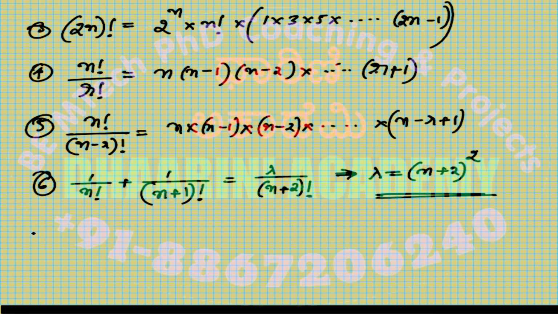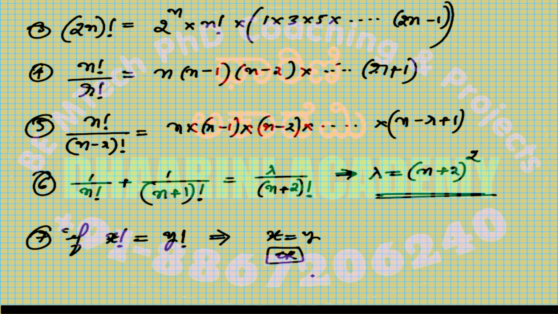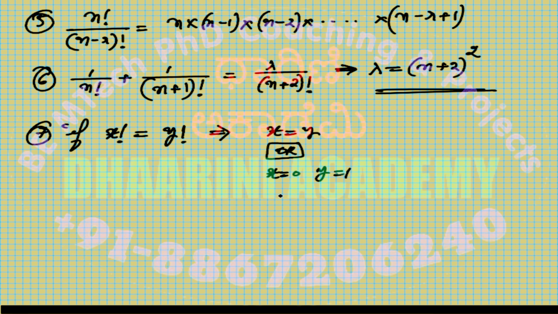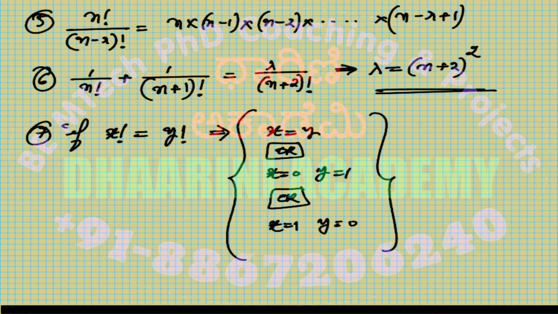All right, then one more. If somebody says that x factorial is equal to y factorial, we have only the following options. This implies either x is equal to y, or, if that is not true, x is 0 and y is equal to 1, because 0 factorial and 1 factorial are same. Or the other option is x is 1, y equal to 0. Only three options you have. You don't have any other factorials which you can call equal.